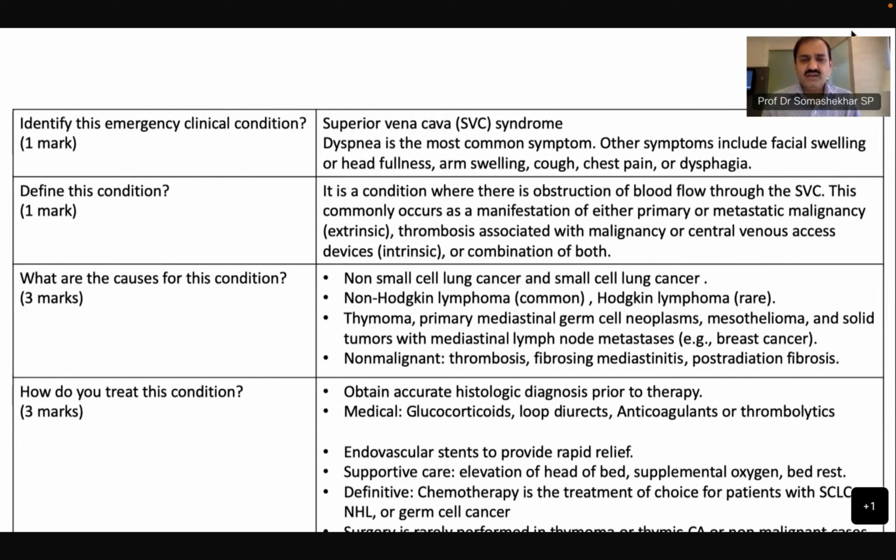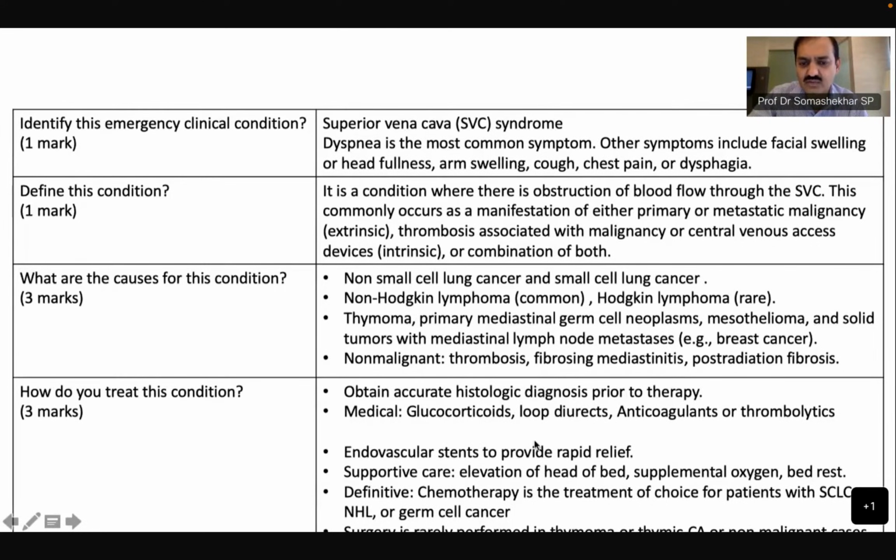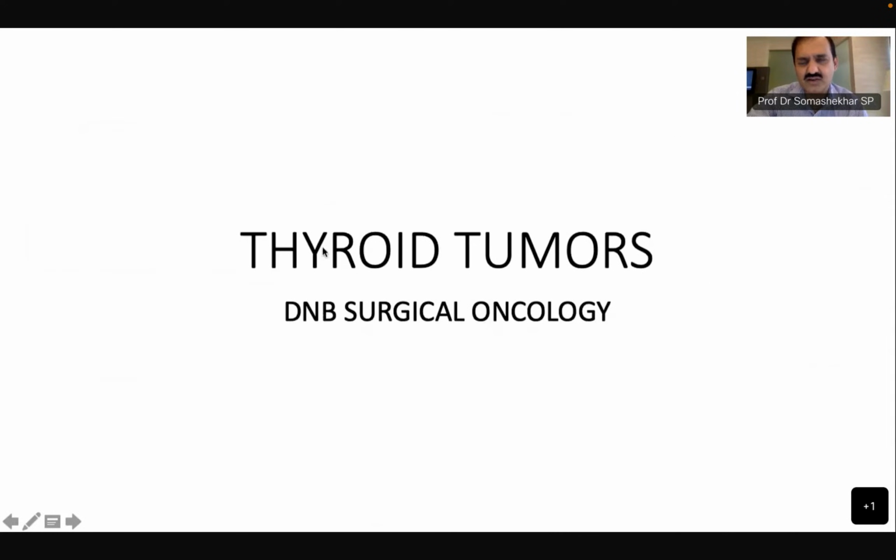How do you treat? Accurate history to see primary or secondary, and what the etiology is. Glucocorticoids, loop diuretics, anticoagulants, thrombolytics, emergency stabilization of the patient. Endovascular stent to open it so the patient improves. Supportive care: elevation of the head of the bed, supplemental oxygen. Then treat the primary condition, which could be chemotherapy, or NHL, germ cell, whatever it is, and then supportive treatment. Okay, so these are the issues I want you to know.